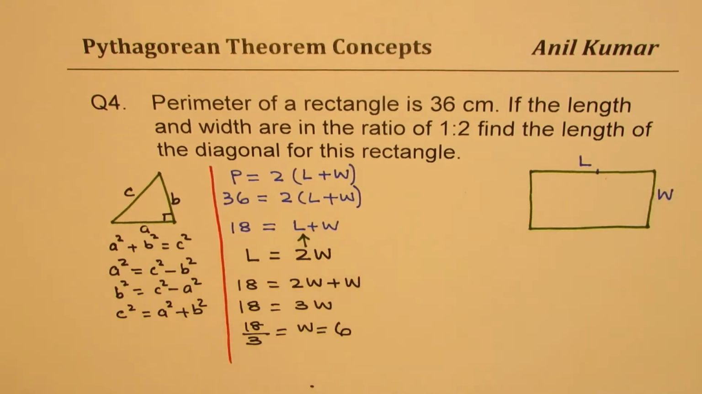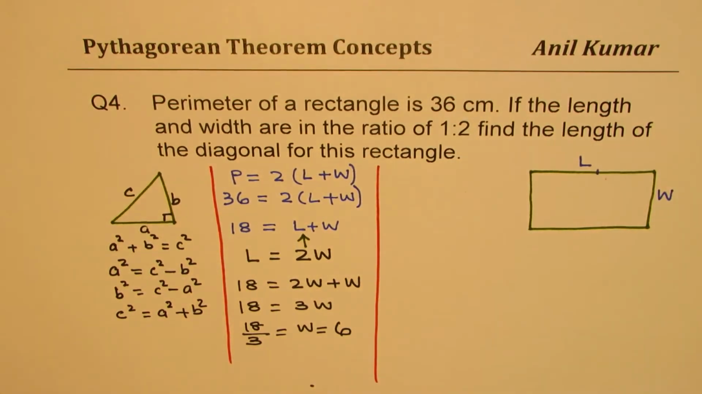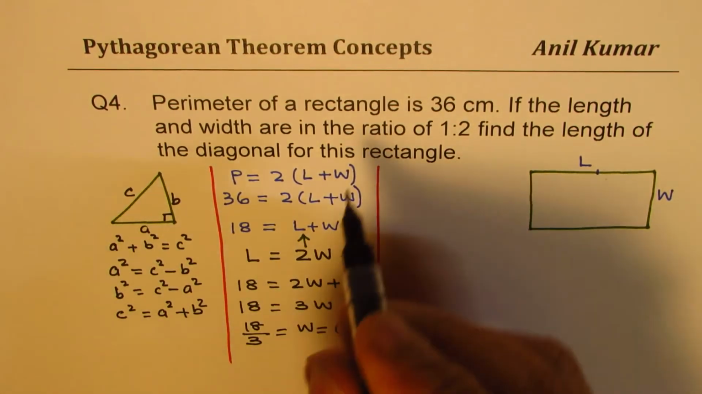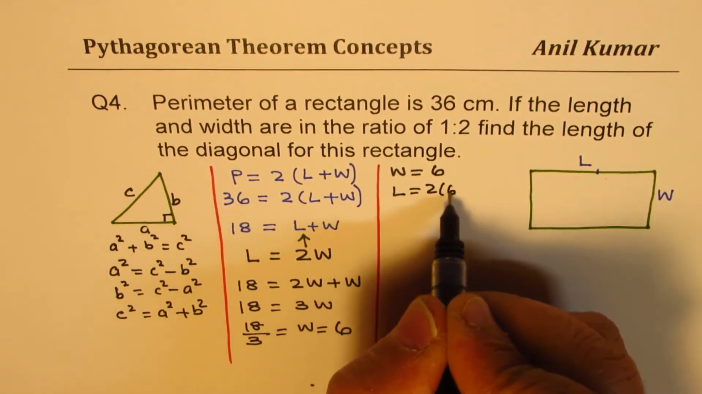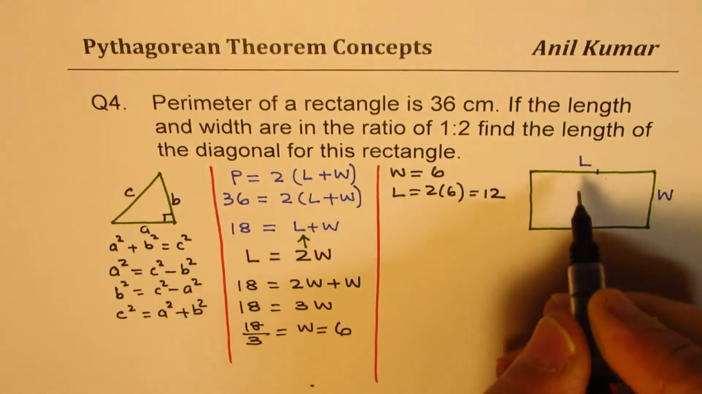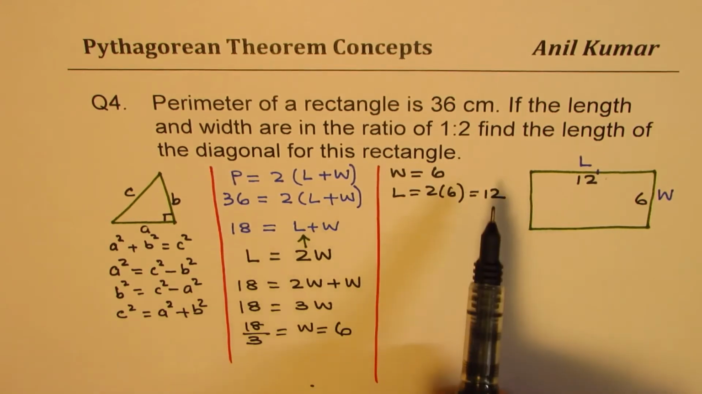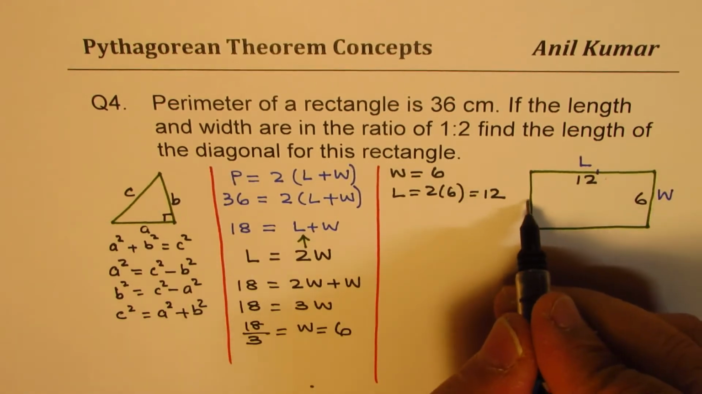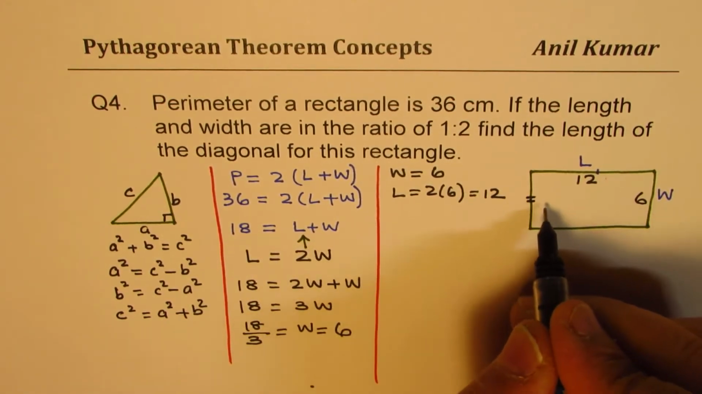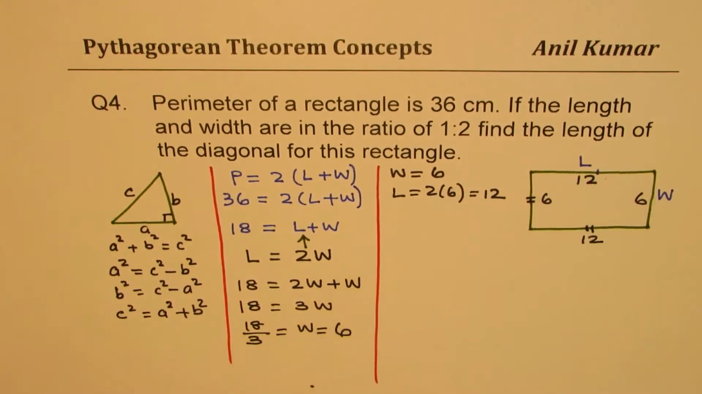So if width is 6, then the length is twice. So now what we get here is that the width of our rectangle is 6. So length is 2 times 6, that is equal to 12. So what we get here is 12 and 6 as the dimensions of our rectangle, right? So we need to find the length of the diagonal now. So still it is not complete. So basically this side is also 6, right? And this side is 12.